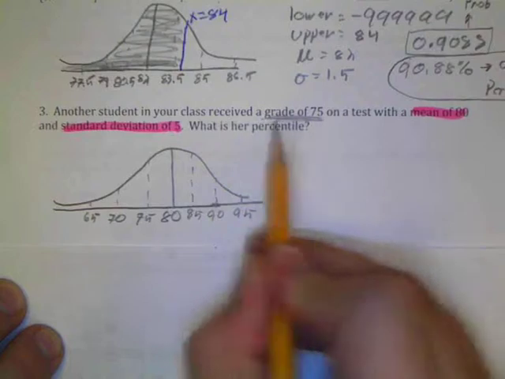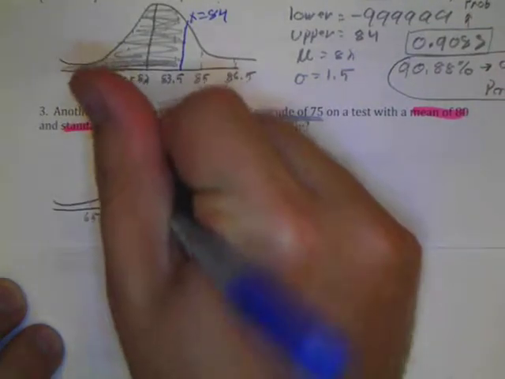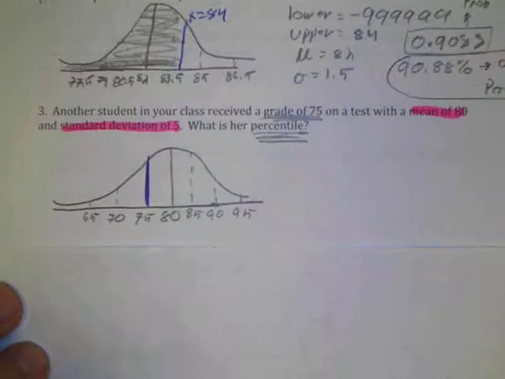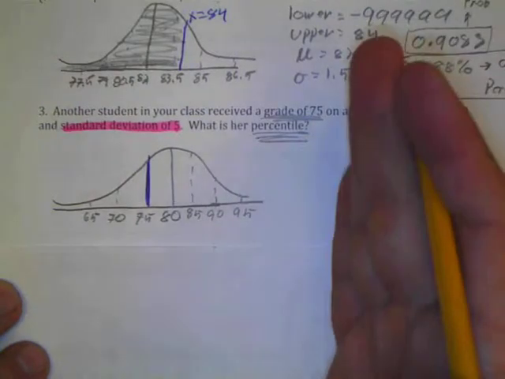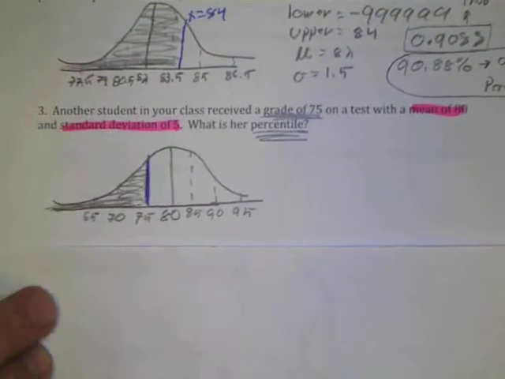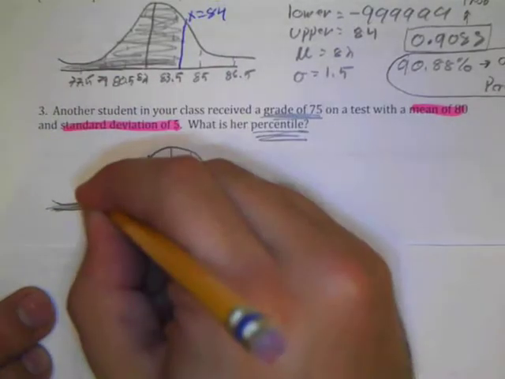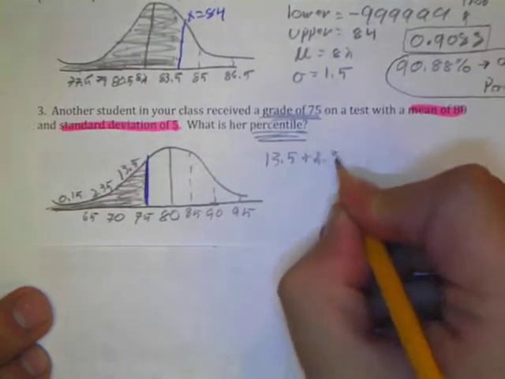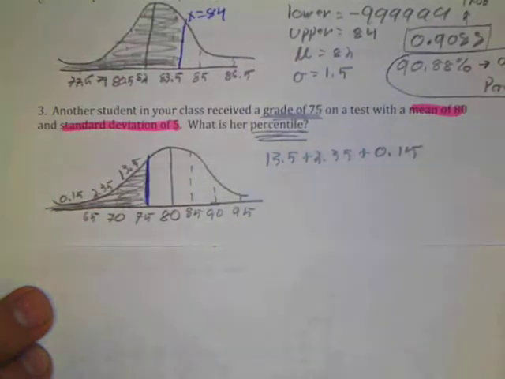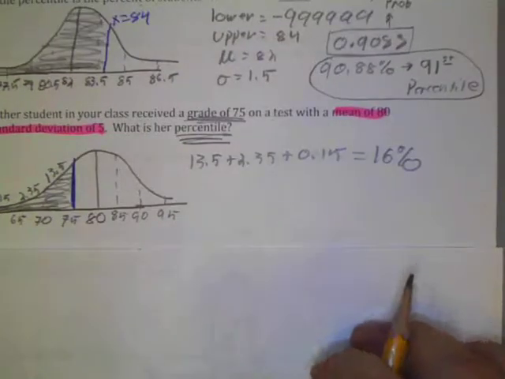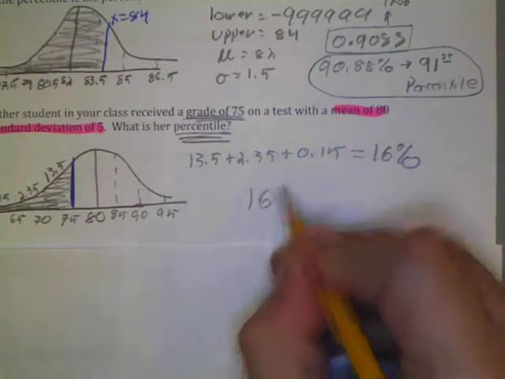What's nice with this one is the student in the class got a grade of 75. Well, where is 75? It is on a nice standard deviation. I like it. So remember, if I'm finding a percentile, which way do we shade? Everyone? To the left. Good. So shade to the left. And since it's on a nice line, I actually know these percentages already. This is 13.5, 2.35, 0.15. What do I get if I do 13.5 plus 2.35 plus 0.15? 16%. Good. And this is already a whole number, so we are in the 16th percentile.